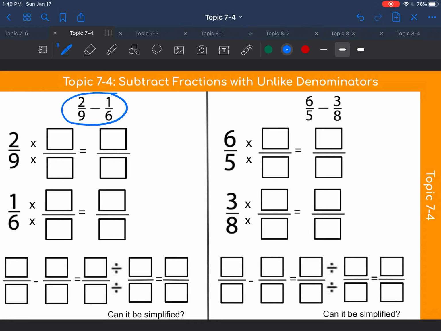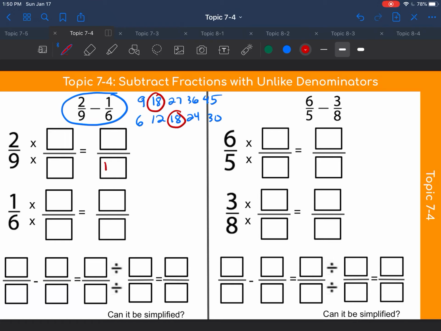What I want you to do on a scrap piece of paper is write the first 5 multiples of 9 and the first 5 multiples of 6. What would be the lowest common denominator for these two fractions? Well, if we list them, we have 9, 18, 27, 36, 45. 6 would be 6, 12, 18, 24, 30. The lowest common denominator, or lowest common multiple, is 18.